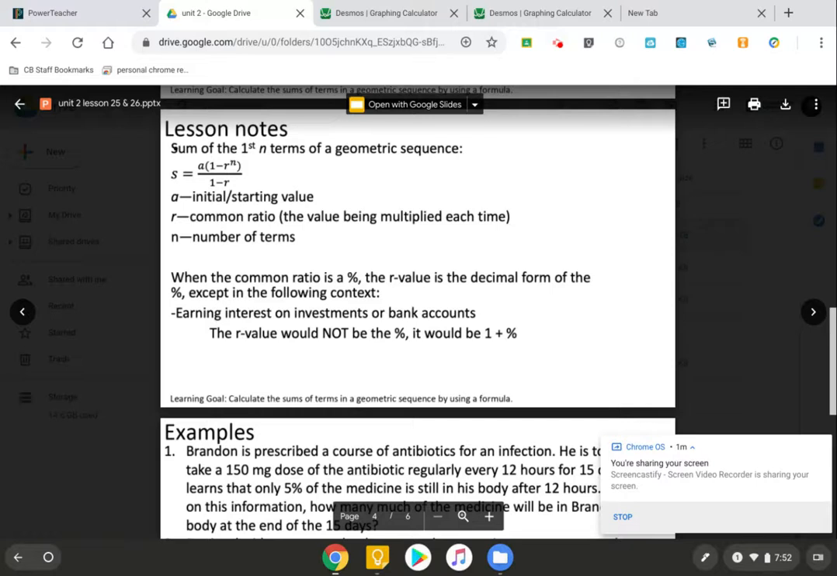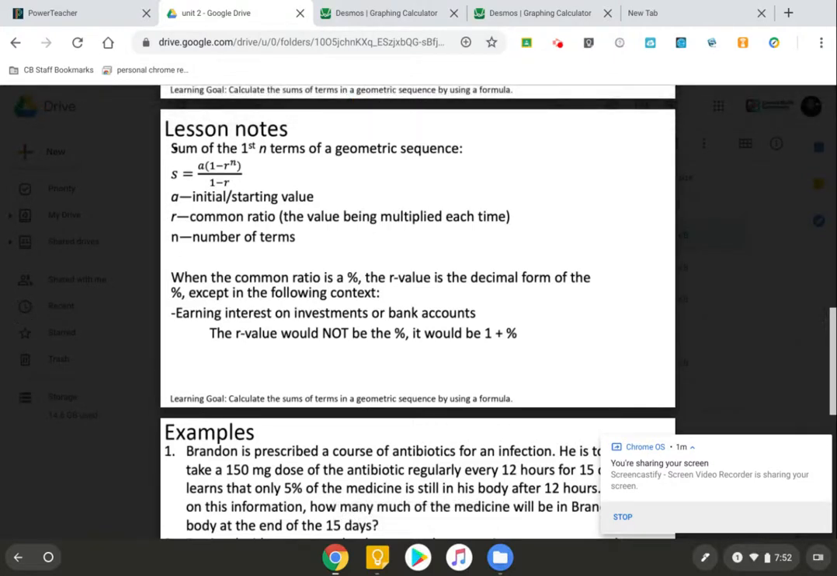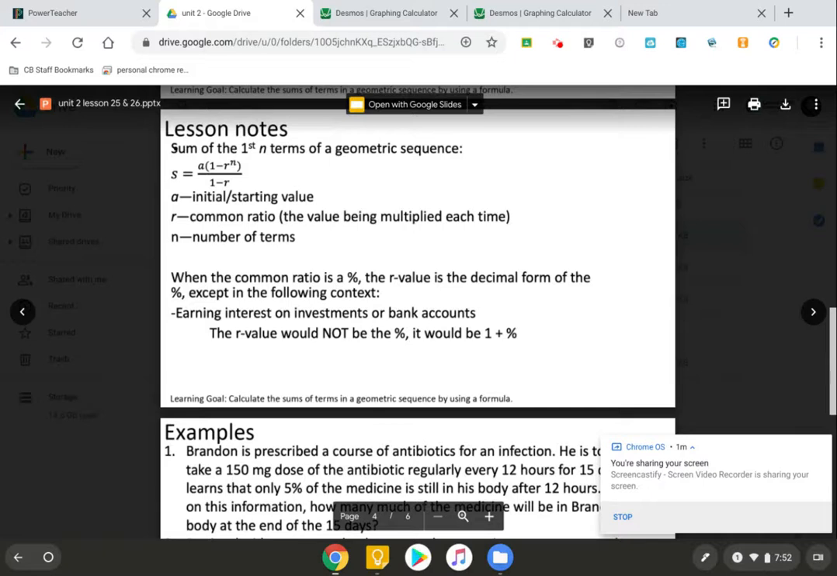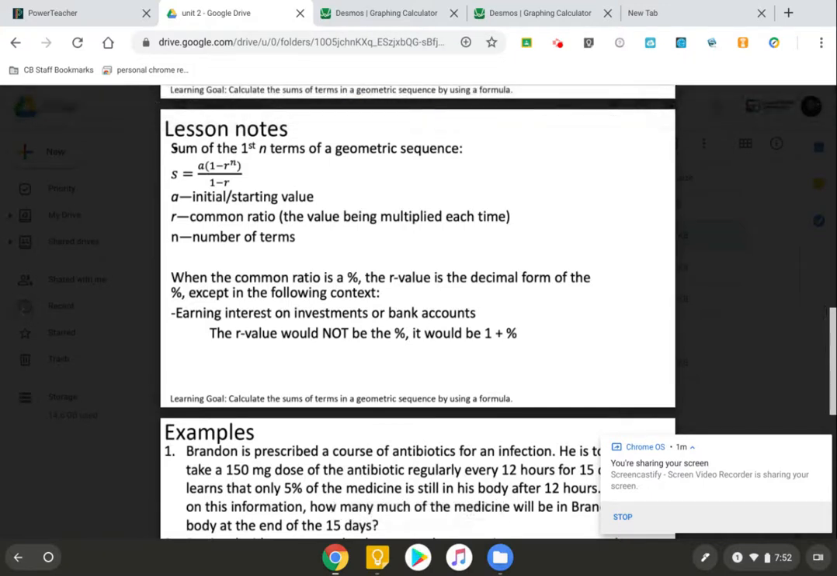You're going to want to make sure you write this down in your notes. Not just the formula, but also what each of the variables stand for. There will be at least one question where you have to use this formula on the test on Thursday. So it's really important you have this written down in your notes. So this is the formula.